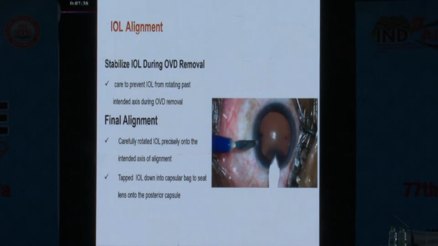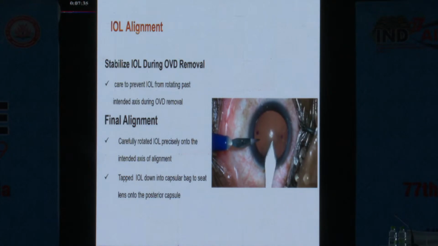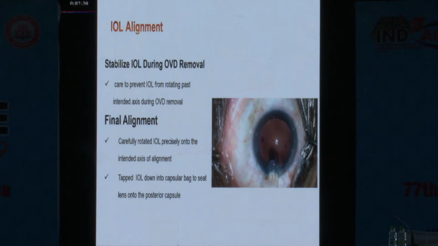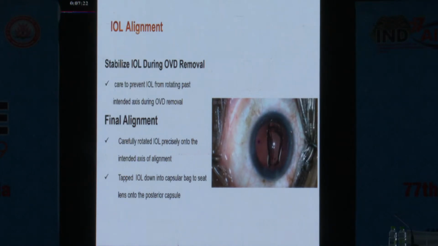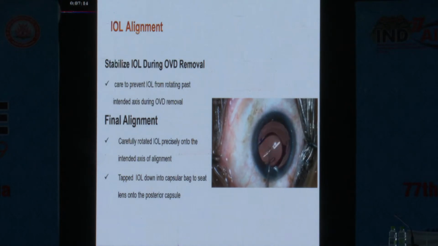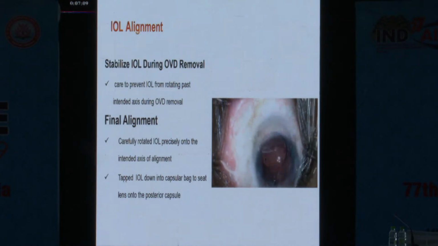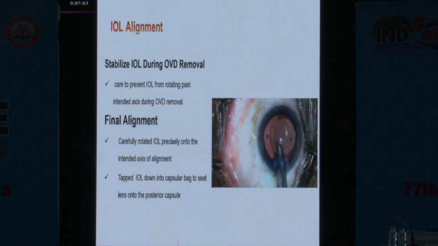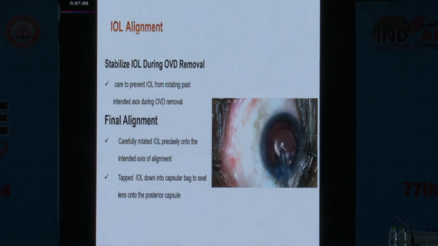What care you have to take during implantation of a toric IOL is that you have to align the intraocular lens properly after putting the IOL in the bag, and the problem occurs while washing the viscoelastic. So while washing the viscoelastic, you have to take care that it doesn't go away from the intended axis, and even if it goes away from the intended axis, at the end, you have to carefully rotate it so that it is finally in the intended axis of alignment. And finally, you have to tap down the IOL on the capsular bag to seat it on the posterior capsule.